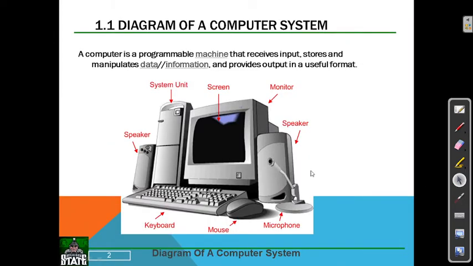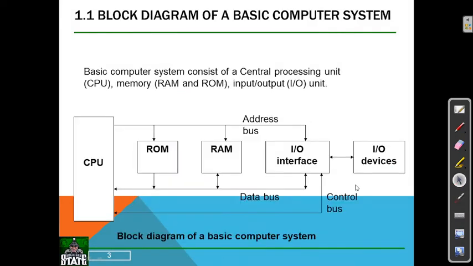This is the diagram for a normal computer system. It has a machine that receives an input, stores and manipulates data and information, and provides the output in a useful format. This is the system unit. This is the screen and monitor, speaker, keyboard, mic. This is the normal computer system.